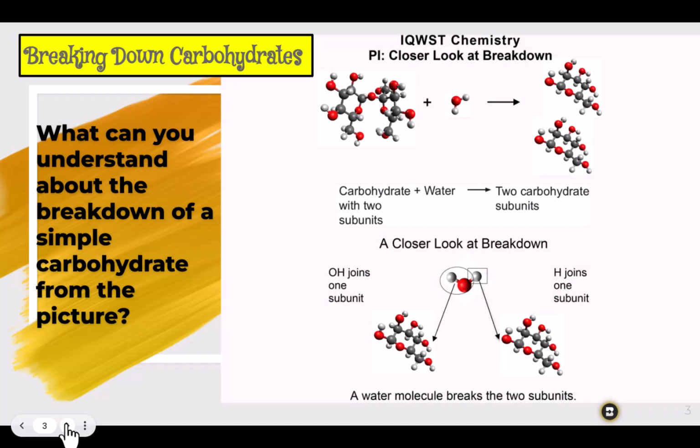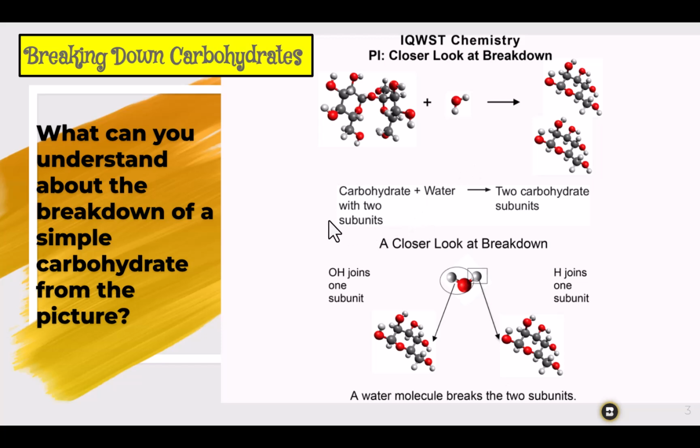Now, let's take a look more carefully at the breaking down of carbohydrate molecules. We'll start first with a carbohydrate made of two subunits. We know that this is lactose. And if lactose reacts with a molecule of water, it will produce two carbohydrate subunits known as glucose. So to repeat that, lactose will chemically react with water to produce glucose.